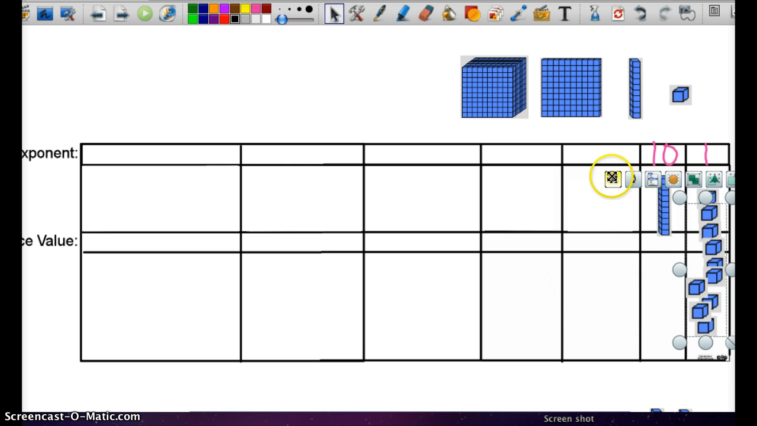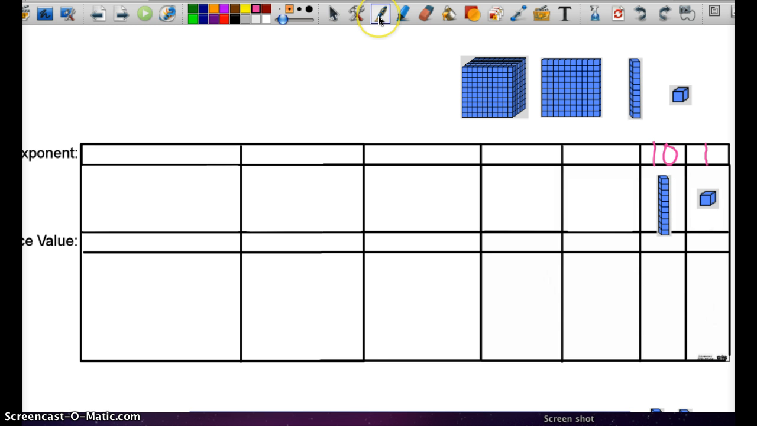Through this, the kids see the tens place, and I would have them write this in on a similar note page that they would have. The tens place is 10 times larger than the ones place because the tens place is 10 groups of 1.